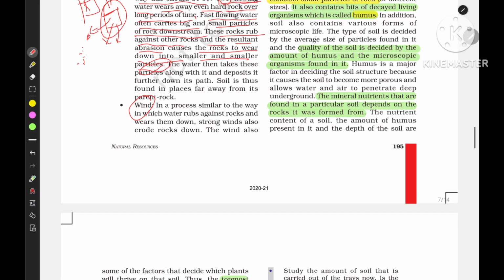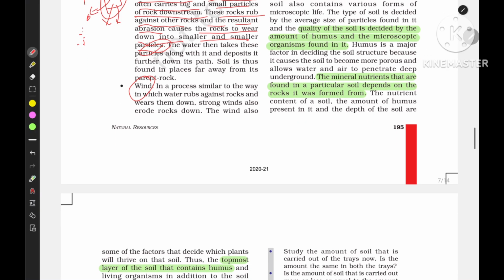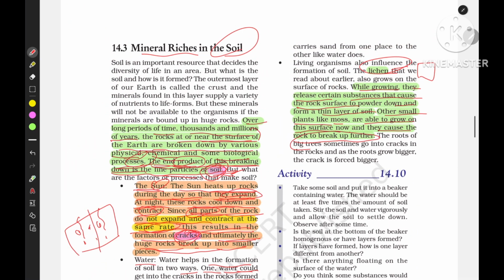Wind also takes part in the formation of soil, in a process similar to the way water rubs against the rocks and wears them down. Strong winds also erode the rock, and wind also carries sand from one place to another.